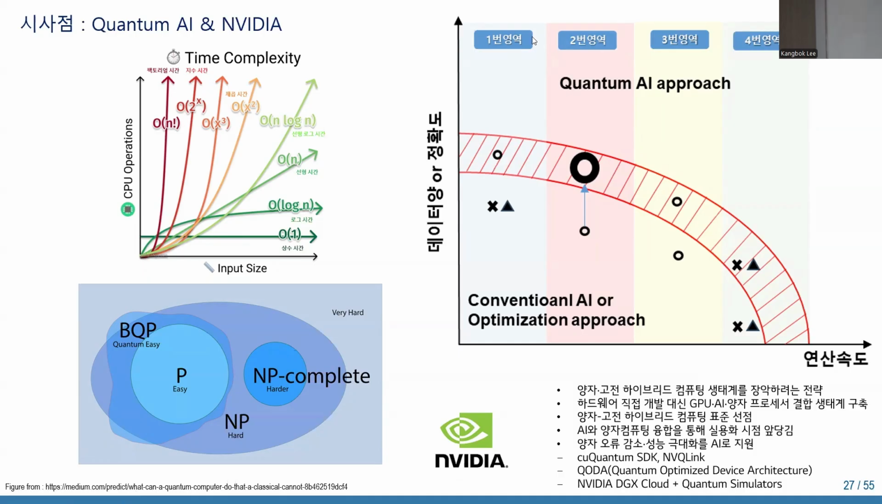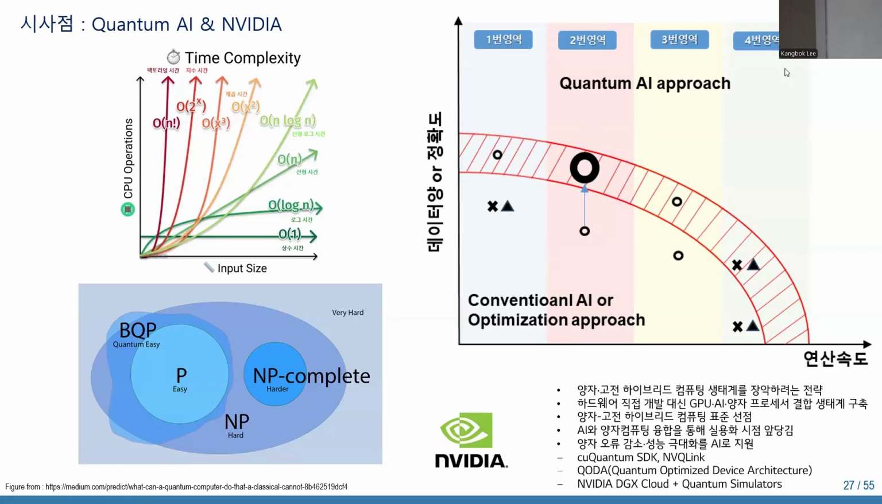For example, this first area means problems that we cannot solve with classical methods. But when you introduce quantum computing, you can solve them better. So we have to find these problems. And the second area, the classical method can solve, but when you solve by quantum computer, the performance can be enhanced. This will also be okay.